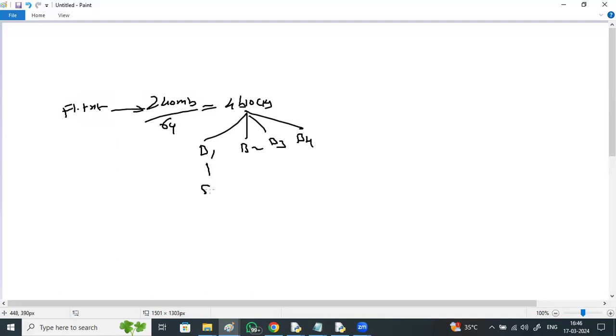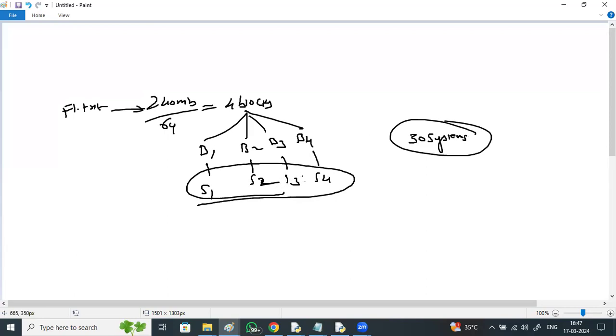Each block is stored across one system, S1, S2, S3, S4. Suppose you have 30 systems available, and you are using only 4 systems to process this data. I want more parallelism. Can you increase it further? I want to control the parallel processing. I want 10 systems to run in parallel. Can I do that?